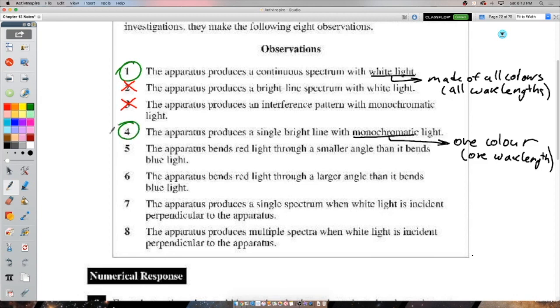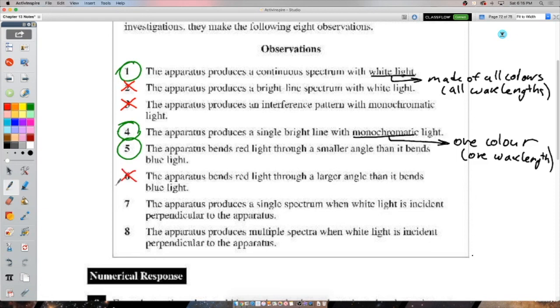Now, does the apparatus bend red light through a smaller angle than it bends blue light? Okay, don't mix up diffraction and refraction here. Blue refracts more than red. Red refracts less than blue, but red diffracts more than blue. So this is saying it bends red light through a smaller angle than blue, in other words, bends it less. So what would that be true for? Refraction, right? Blue refracts more. But blue diffracts less. So the apparatus bends red light through a larger angle, that's talking about diffraction. So not 6, okay, because this is a prism. It can't do diffraction.